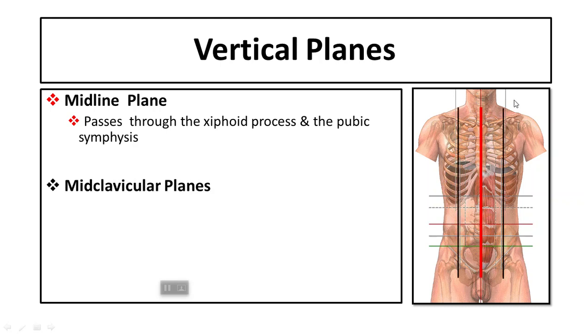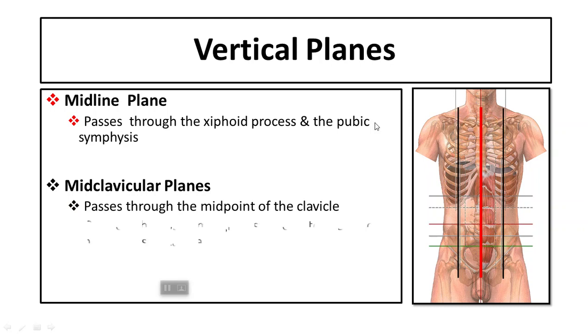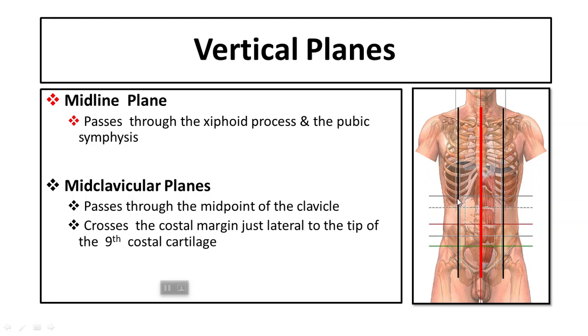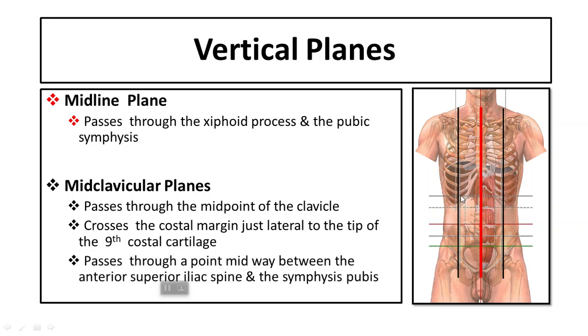The midclavicular plane, these are in black color. Midclavicular plane or paramedian plane passes through the midpoint of the clavicle, crosses the costal margin, this is the costal margin, crosses the costal margin just lateral to the tip of the ninth costal cartilage, and inferiorly passes through the point midway in between the anterior superior iliac spine and the pubic symphysis.